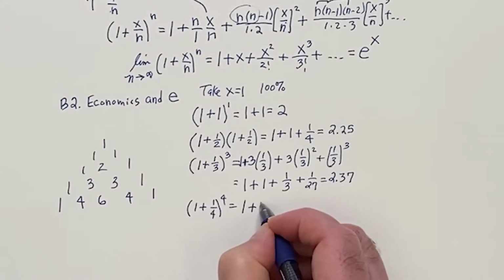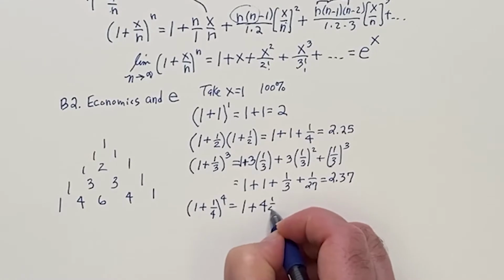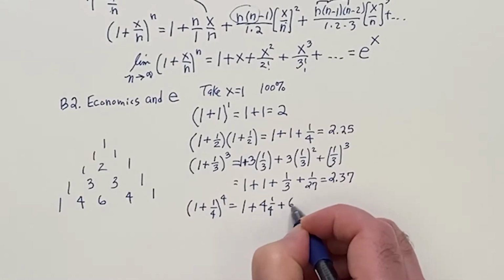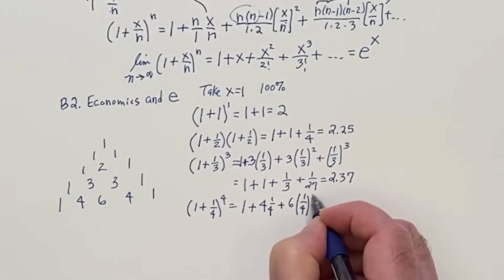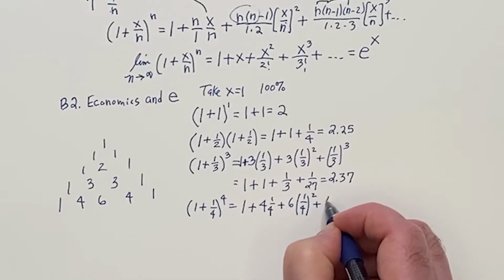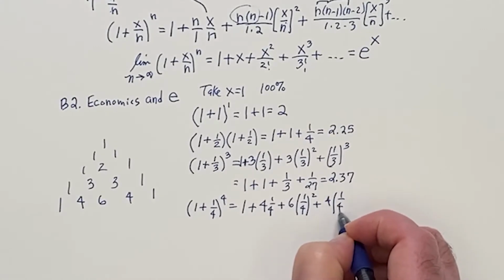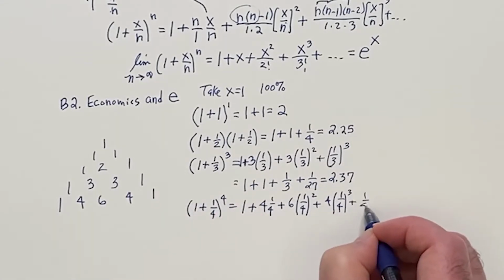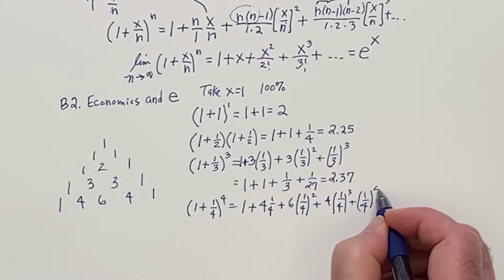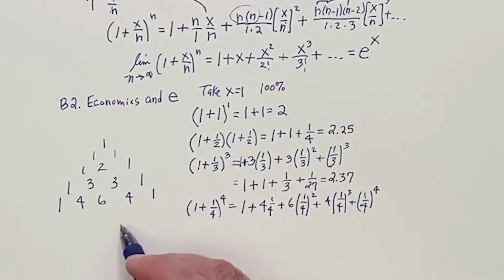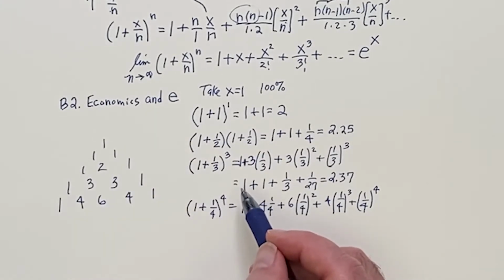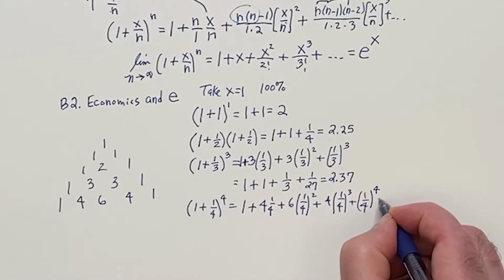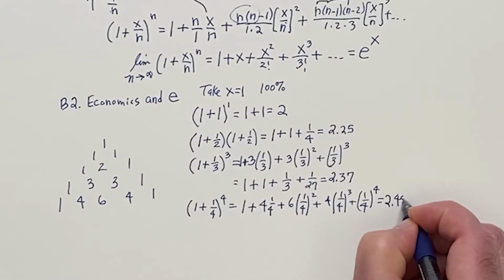So 1 plus 4 times a fourth plus 6 times 1/4 squared plus 4 times 1/4 cubed, and then plus 1/4 to the 4th. See, it's kind of nice to see this review of the other class, the Pascal triangle here, to get the coefficients. And this would be, if you use a calculator, $2.44.